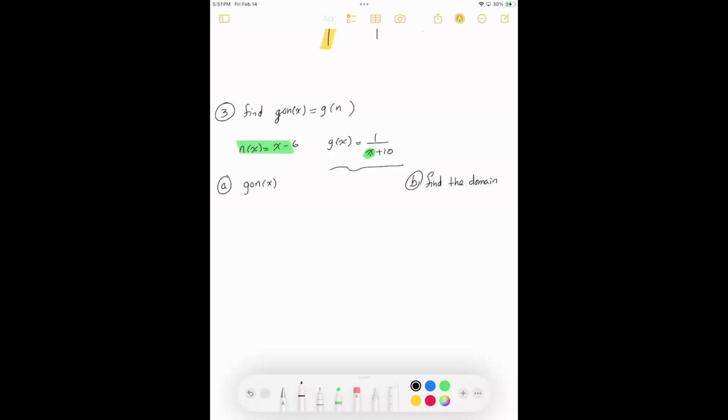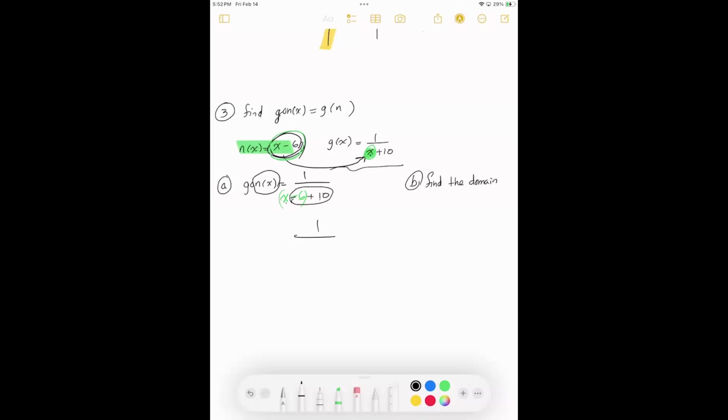So I want to change that x to N, but what is N? N is x minus 6. So since N is x minus 6, I put x minus 6 there. So instead of G being 1 over x plus 10, it says take N and put it in here. And N is x minus 6, so I have to change that x. That's the only x I have, to x minus 6. That's my new x. This x should be changed to x minus 6. Let's simplify this. I have x minus 6 plus 10.